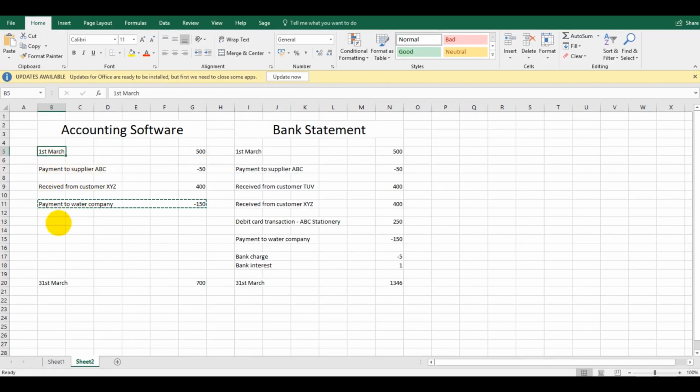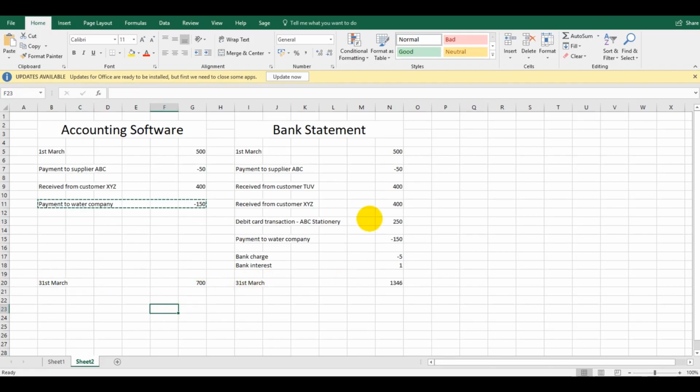And then during March, someone has added, probably the bookkeeper or the business owner, a payment to a supplier, ABC, for £50, so minus £50 paid to the supplier. There was money received from customer XYZ for £100, and there was a payment to a water company, minus £150. And then, according to the accounting software, the records we're keeping, the bank balance at 31st of March was £700.